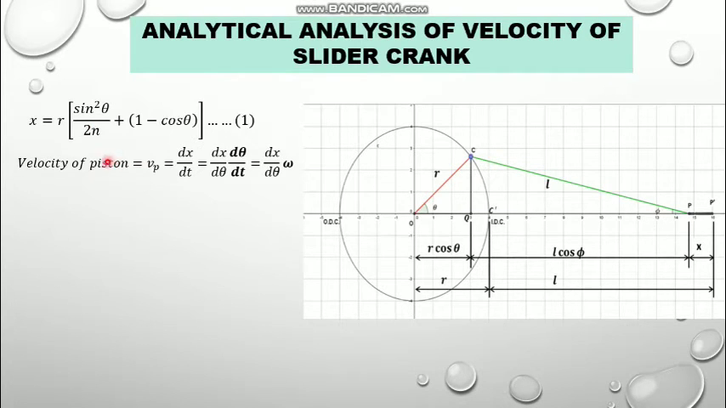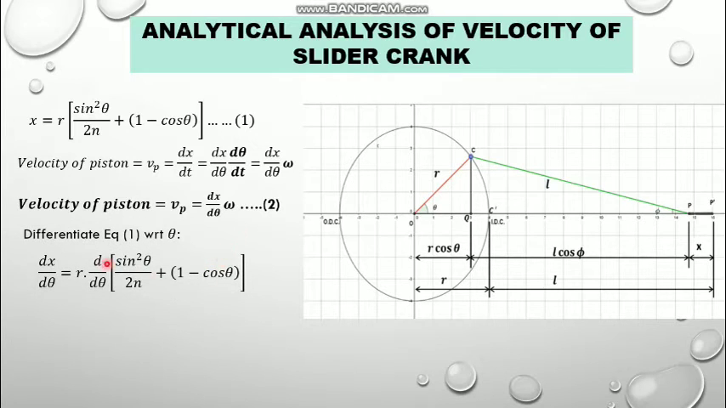Since my group member Ibad has derived this equation of displacement, we can find the velocity equation by using the definition of velocity. By using the chain rule, we get dx over d theta times omega, which is the linear velocity of the piston in terms of angular velocity. By differentiating equation 1 with respect to theta, we get the following formula.